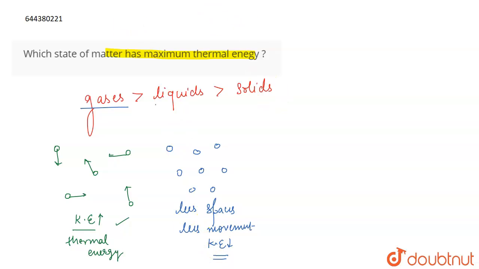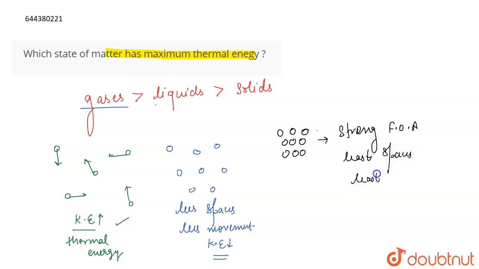Whereas if we talk about solids now, then solids have tightly packed molecules. The molecules are tightly packed in a solid, which means that they have very strong intermolecular forces of attraction. They have least spaces, and therefore the molecules of a solid have least kinetic energy to move in random motion, and therefore they have the least thermal energy.